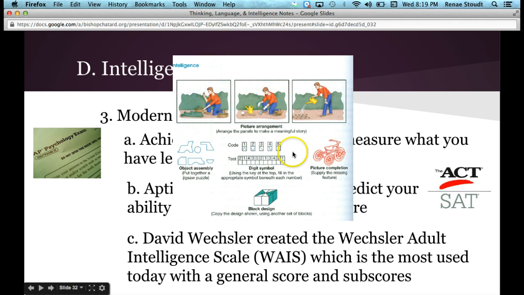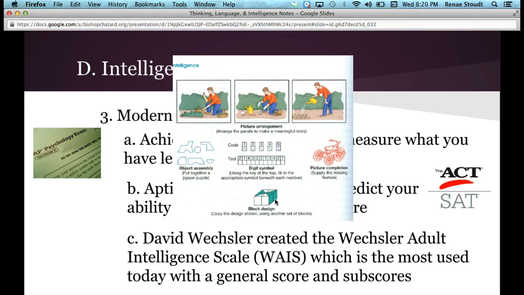Then you have this one, digit symbol. It says use the key at the top to fill in the appropriate symbol beneath each number. The picture completion: supply the missing feature of the tricycle. And then the block design. They will show you a picture of this, and then they will literally have blocks there that you're supposed to manipulate to try and create the design in the picture.